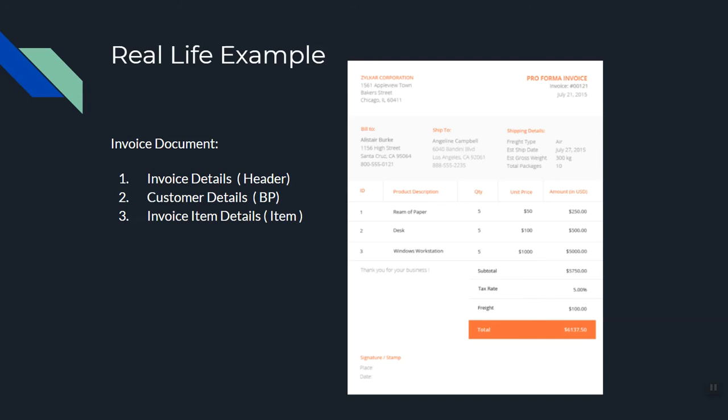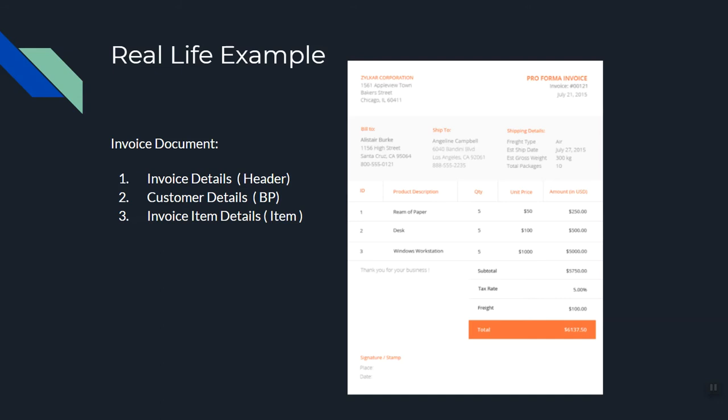If you take an invoice document, for example, you would have some information about the invoice document itself, which we generally represent as header information. For example, you have the invoice number, the invoice date, the status of the invoice, the total amount of the invoice, and so on. So these are some of the header information about the invoice.